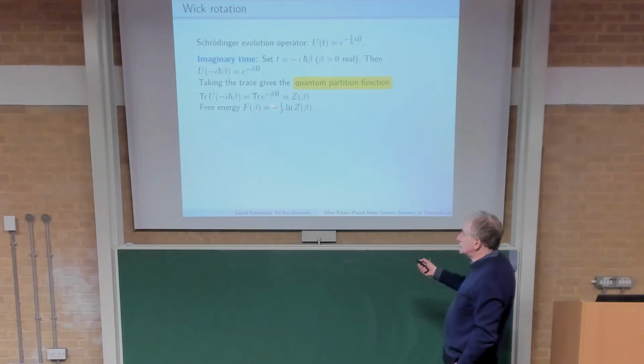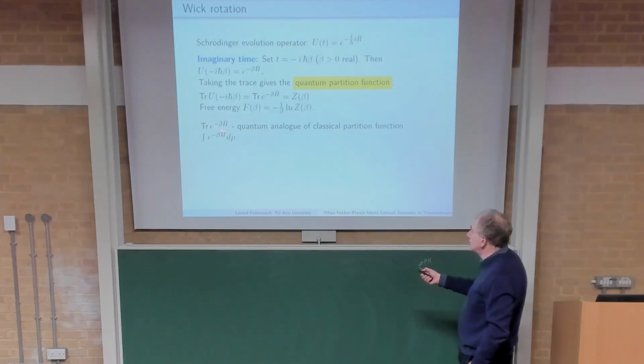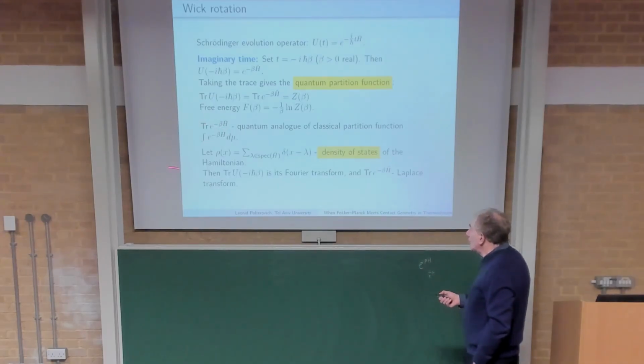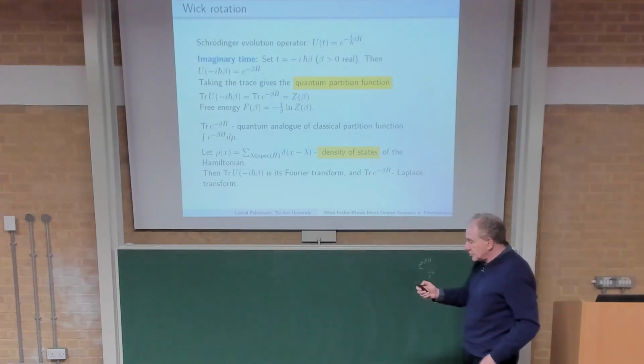So free energy is defined as in the classical case, 1 over beta ln Z(beta), and we use that trace is the quantum analog of the integral. Or you can view it like this: if you define the density of states of your Hamiltonian, then trace U of minus i h bar beta is the Fourier transform of the density of states, and the partition function is the Laplace transform. So there is some duality between the two things.